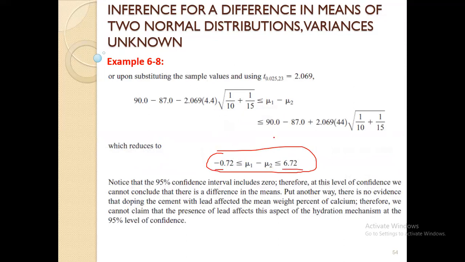These two means are equal because the interval has negative and positive. We can conclude that the percent or amount of calcium in standard cement and in cement with lead is equal. It's equal because the confidence interval includes zero. That's right. You can use the confidence interval to decide whether it's equal or not also.